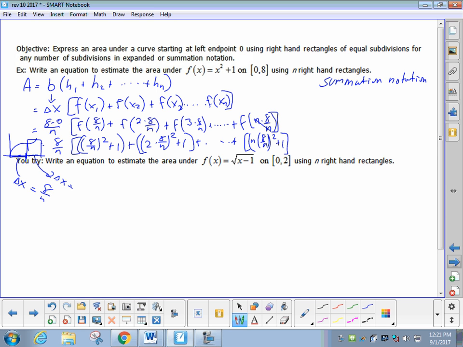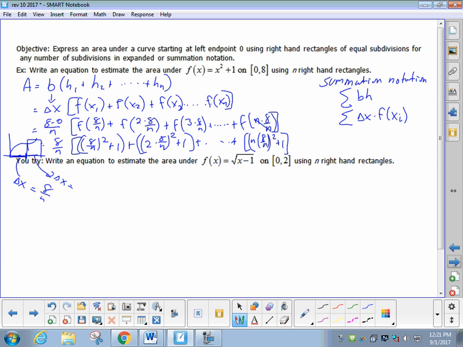You're finding the sum of many rectangles. The base is always delta x. It could be delta y, but we'll go with delta x. And the height is always some function at different x's. And that x is counting up in a systematic way. That i then is the counting.